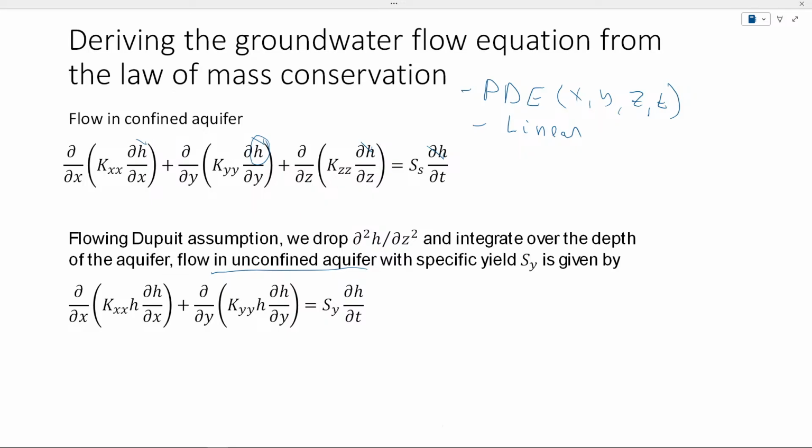Is it homogeneous or heterogeneous? I don't see any source or sink term here with respect to my independent variables x, y, and z. So it is homogeneous.